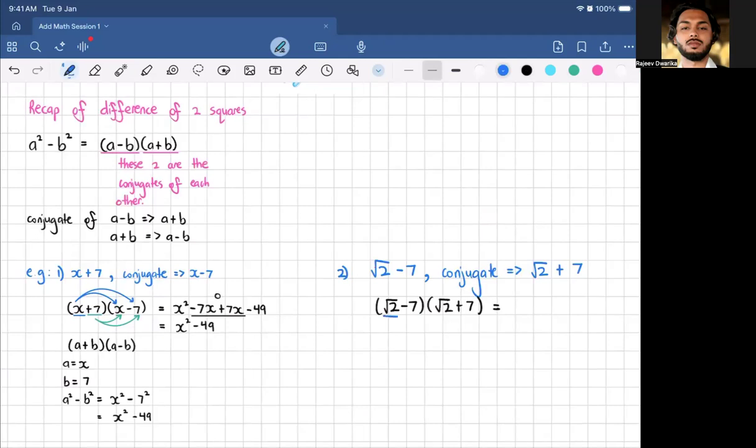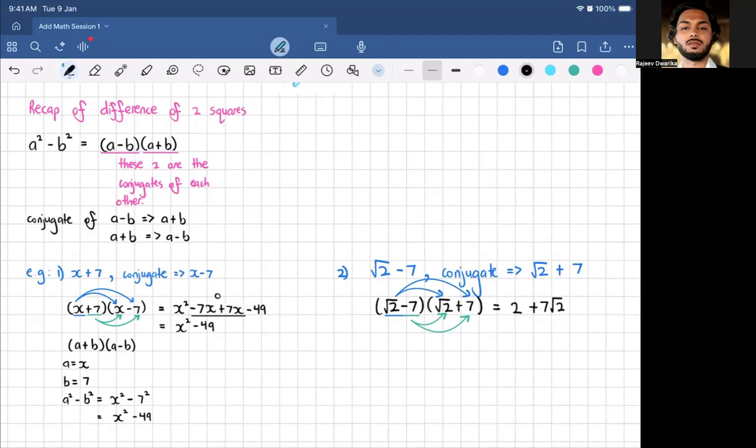We're going to multiply root 2 by root 2. We're going to multiply root 2 by plus 7. Then we're going to multiply minus 7 by root 2, and then minus 7 by plus 7. So what is root 2 by root 2? 2. What is root 2 by plus 7? Root 2 by plus 7. 7 root 2. Right? So plus 7 root 2.